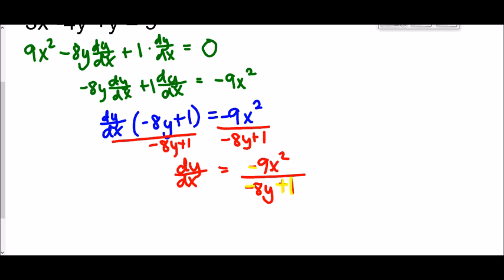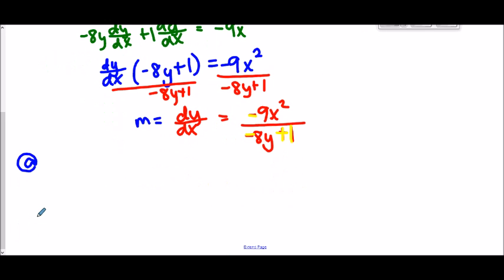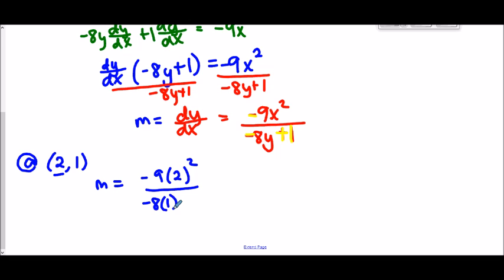Okay, remember the point of this is getting our slope. So this right here is going to be our slope equation. And what we're doing is we're finding our slope at the point they gave us, 2, 1. So we are going to plug that into our equation. So we'll have negative 9 times 2 squared, because 2 is our x value, so we're going to substitute that in for x. Then we have negative 8 times 1, because 1 is our y value. On the top, we get negative 9 times 4, all over negative 8 plus 1.